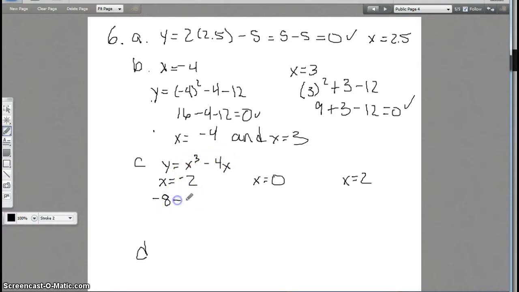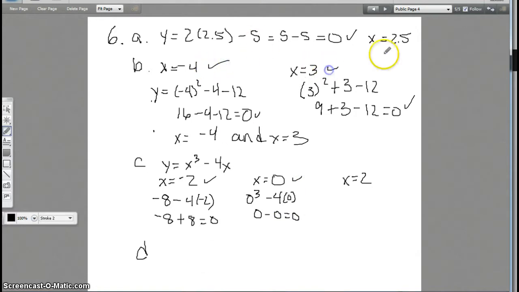And then we're going to subtract 4 times a -2. So we have -8, and then -4 times -2 is a +8. -8 plus 8 is 0, so that works. X equals -2 is a solution. Now we're going to plug in x equals 0 into our equation. So we have 0 cubed minus 4 times 0. Well, that's 0 minus 0, which certainly equals 0, so x equals 0 works. That is a solution. In fact, I need to go up here and put my check marks next to what the actual solution was.